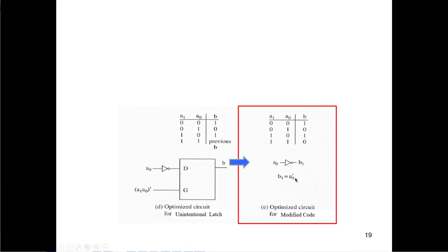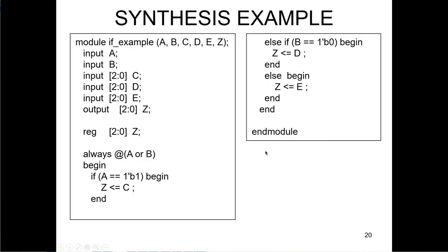B equals A0 prime. All right, here's another one. If you have a module with inputs AB, CD, and E, and an output Z. A and B are single bits. CD and E are three-bit vectors. And Z is a three-bit output.